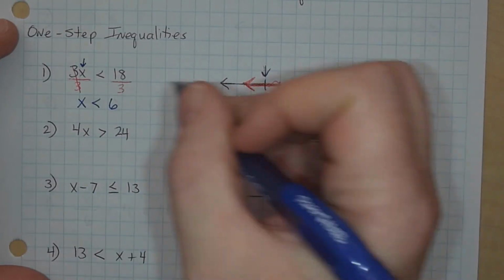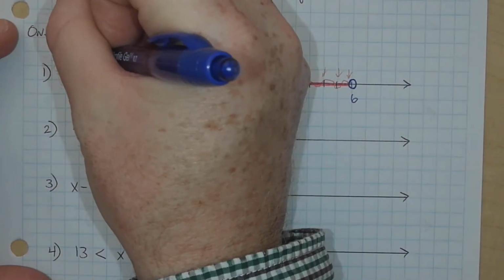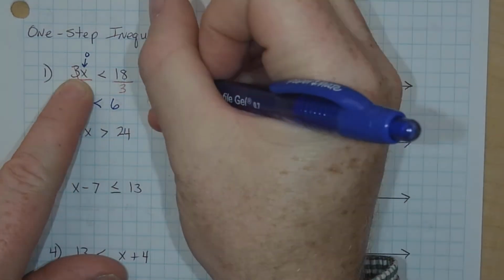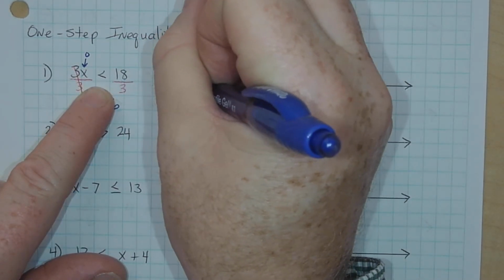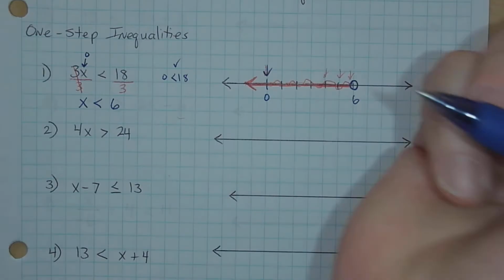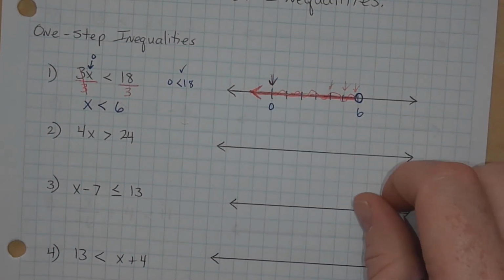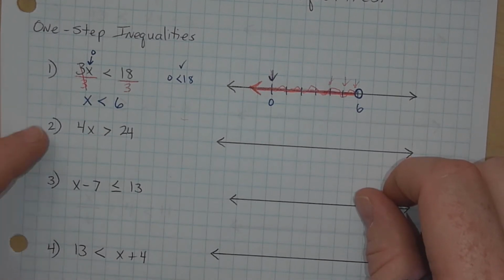So what you want to do is go back to the original inequality and plug it in here. So 3 times 0 is 0. And is 0 less than 18? Why, yes, it is. So that means this is a good solution set. And you got it right. All right, let's go to number 2.